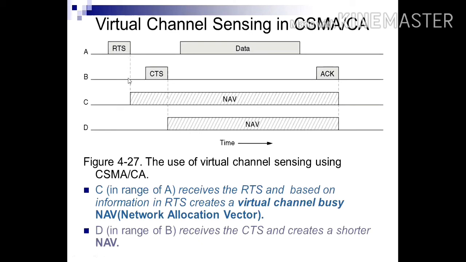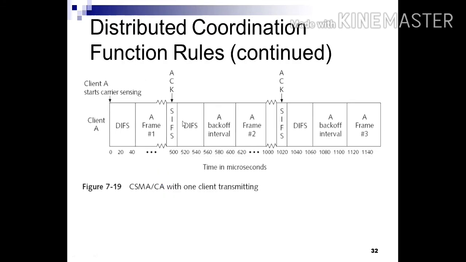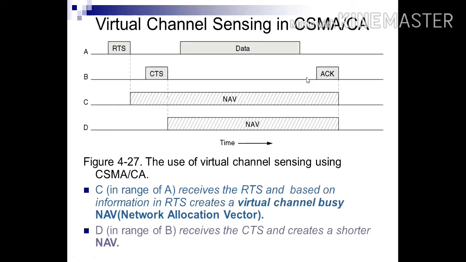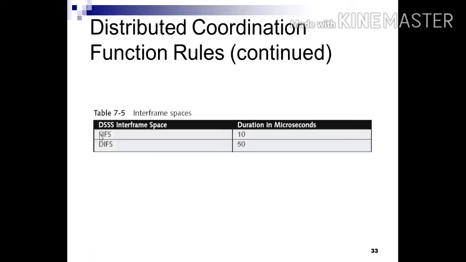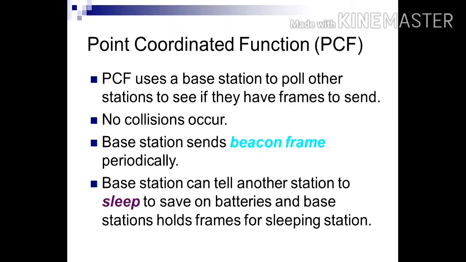And B will get the RTS. As soon as B gets the RTS, it won't send CTS right away. It will wait for some time, and that is called the small interframe spacing. Again, before the acknowledgement, the wait is the small interframe spacing, and that time is 10 microseconds. The small interframe spacing time is 10 microseconds, and the distributed coordination function interframe spacing time is 50 microseconds. So these are the rules that need to be followed in the CSMA/CA algorithm.